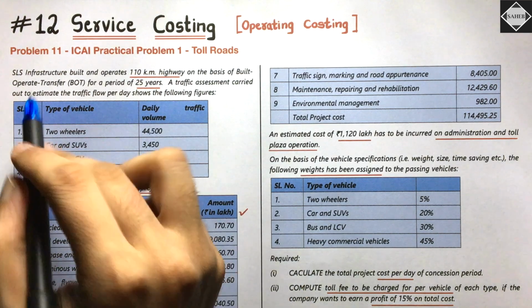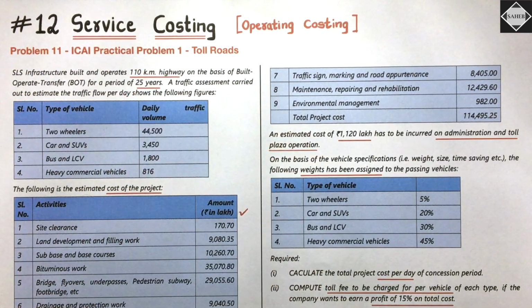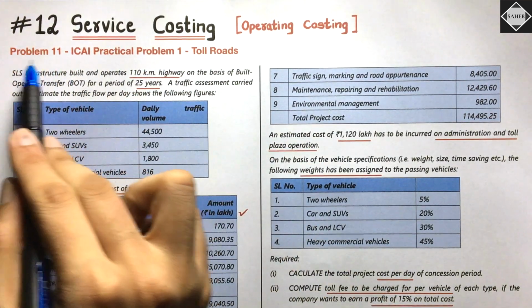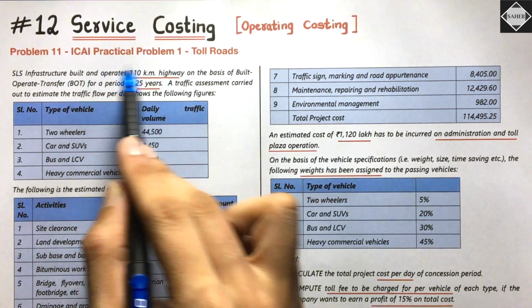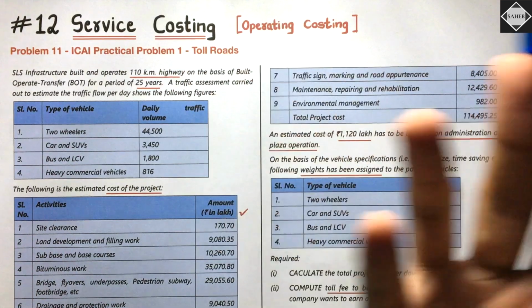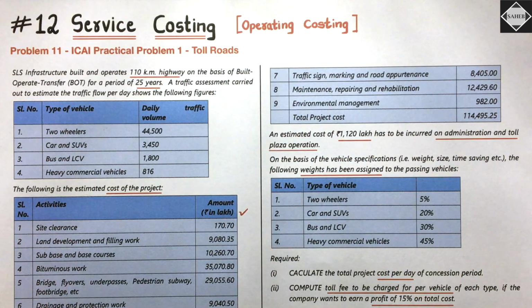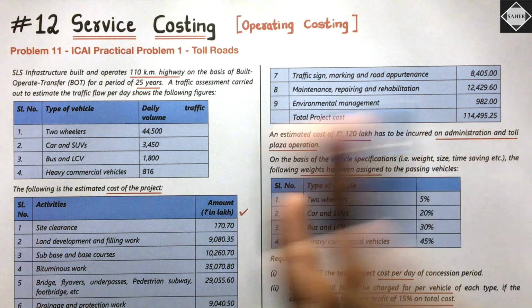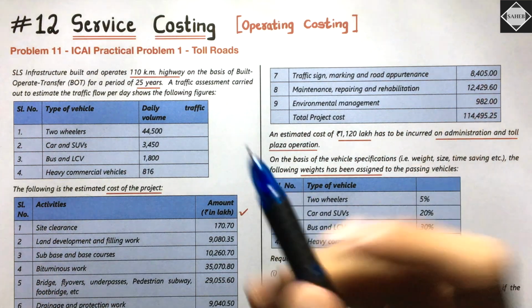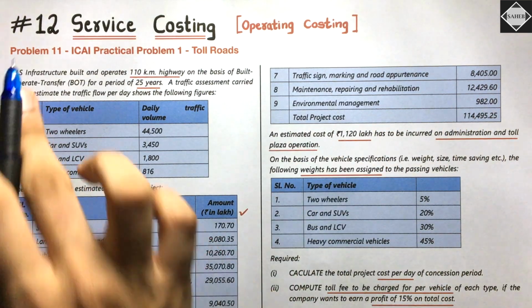Today in this 12th video of the service costing chapter, we are going to solve our 11th problem, and the question is from the ICAI study material, practical problem 1, or you can say practical question number 1. The industry over here is toll roads. We have already discussed the concept in the previous video, and we have also solved one problem on toll roads. That was the 10th problem.